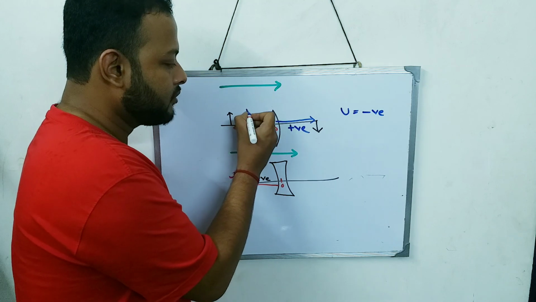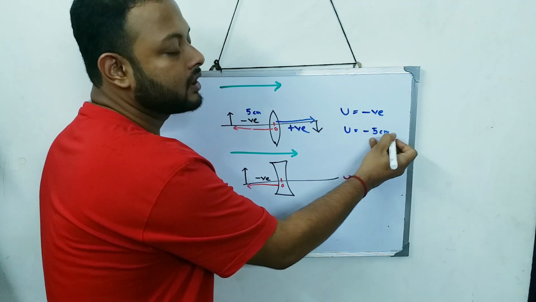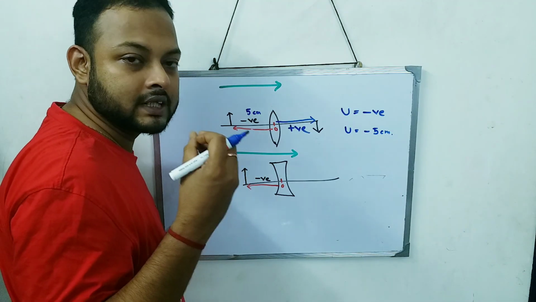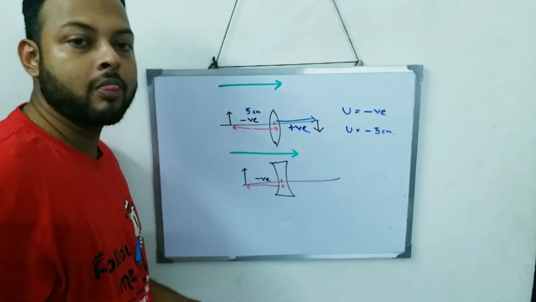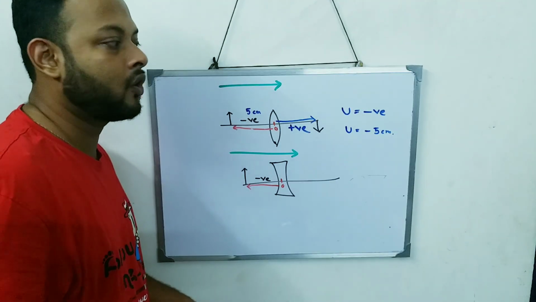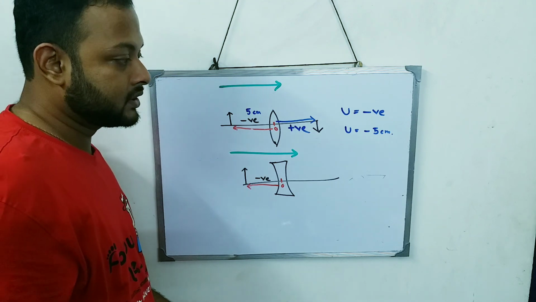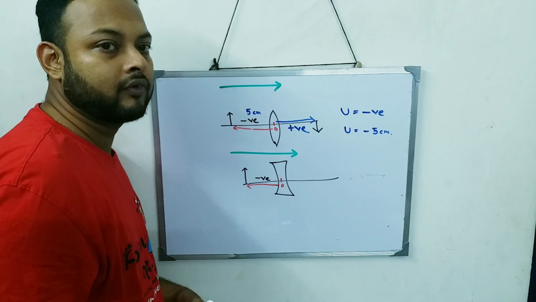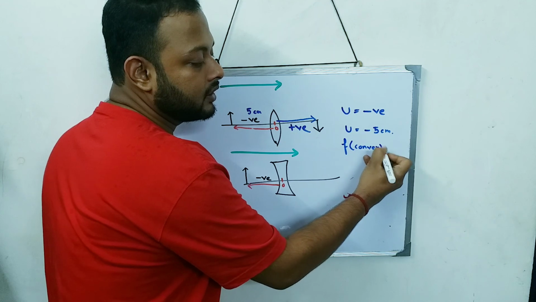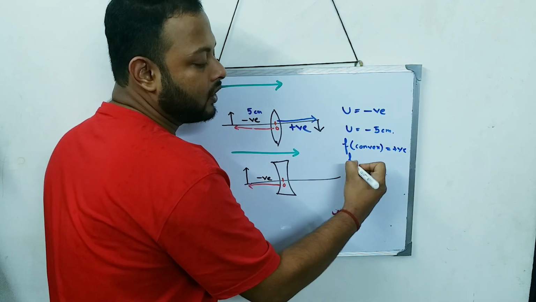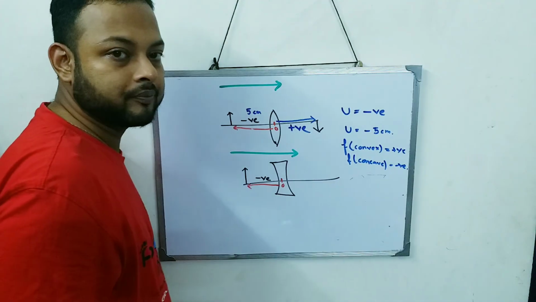Suppose this is say 5 centimeter. So we will write u as minus 5 centimeter. There is not a single scenario or single sum where u is positive. The object distance is always negative. Second thing that you have to know is that the focal length for a convex lens is positive, and focal length for a concave lens is negative. You have to know these rules.